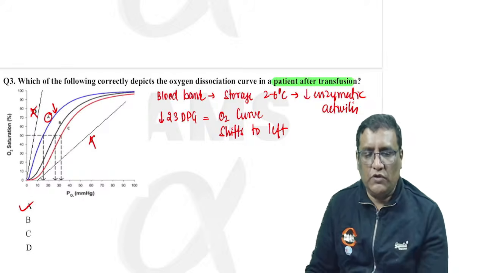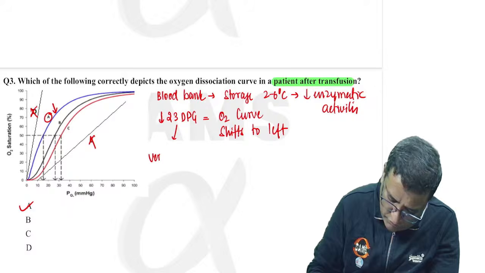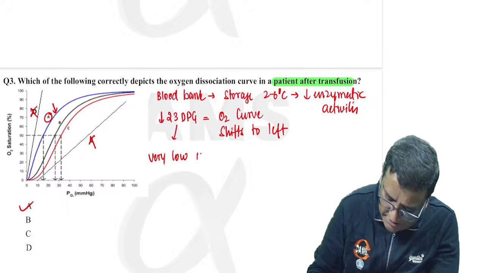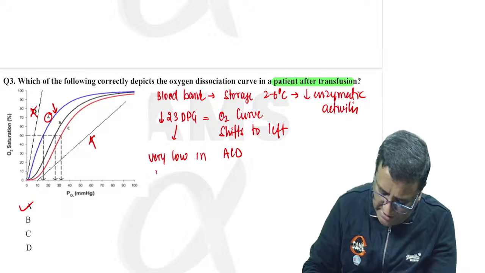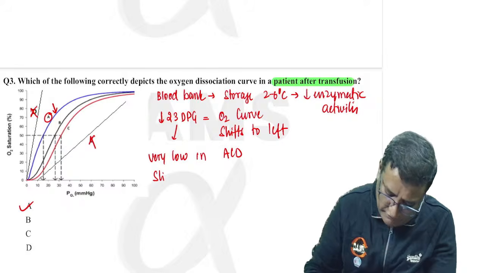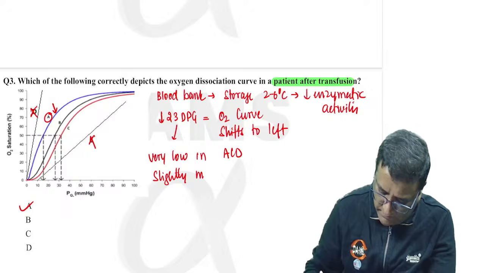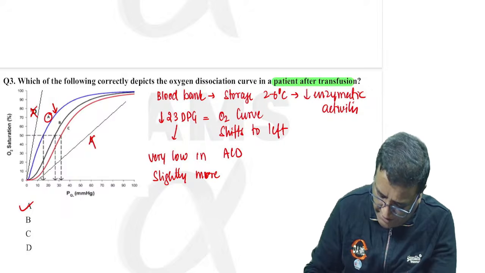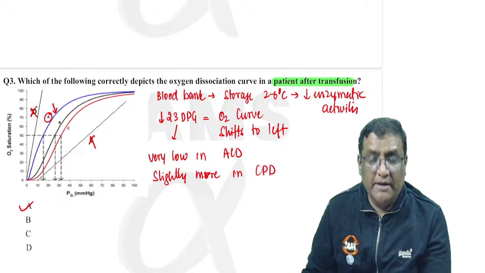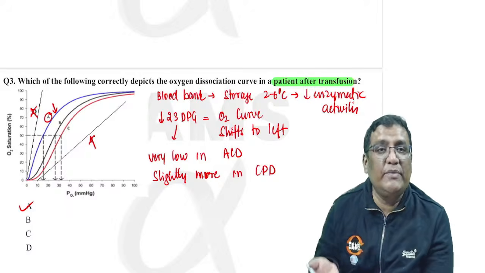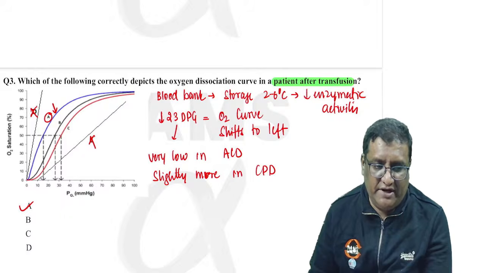Shifted to left will be there. So very important, DPG will be very low in ACD blood. What is ACD? Acid citrate dextrose blood. Whereas it will be slightly more in CPD blood. What is CPD? Citrate phosphate dextrose blood. Addition of phosphate itself increases the DPG in the RBC, and that is why we are adding phosphate to the preservative, right?